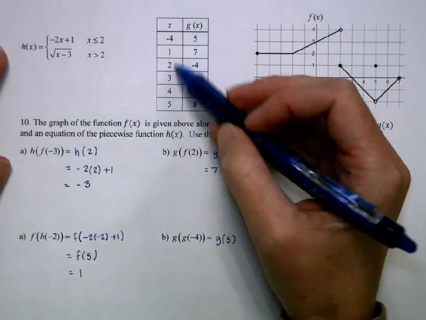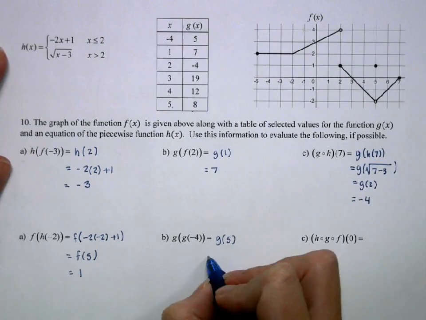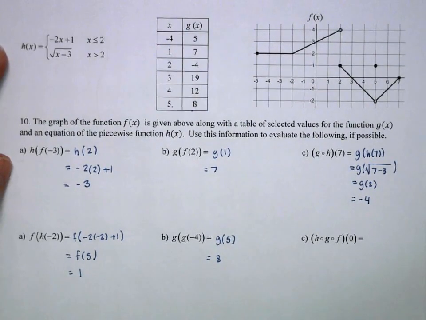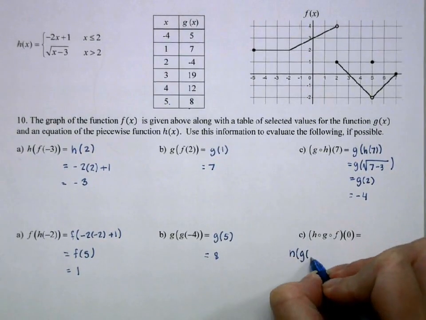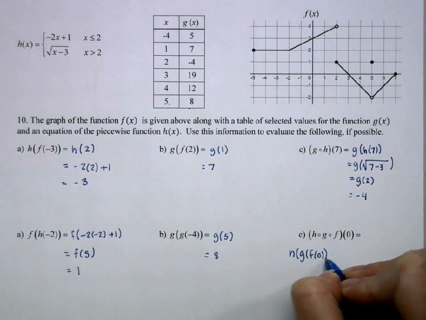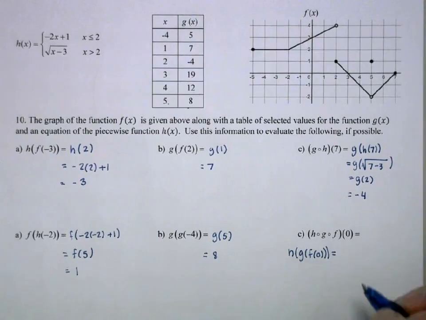Okay, and then last we've got h of g of f of 0. We're just going to go from the inside out. So f of 0 is 3.